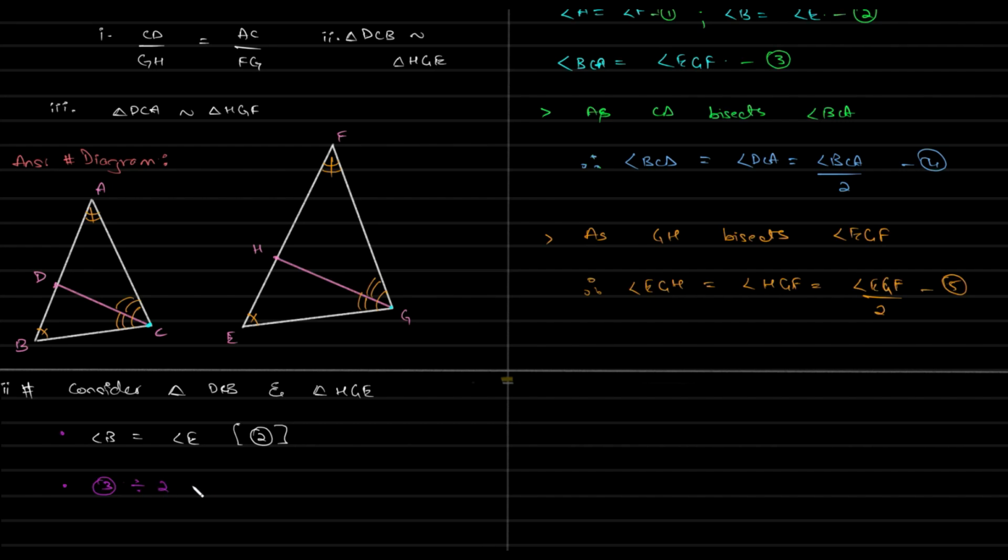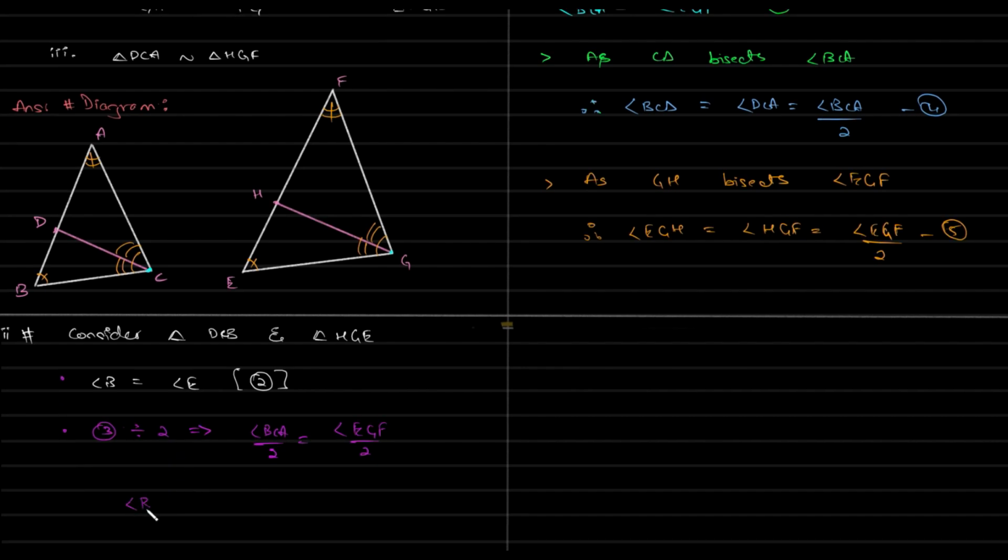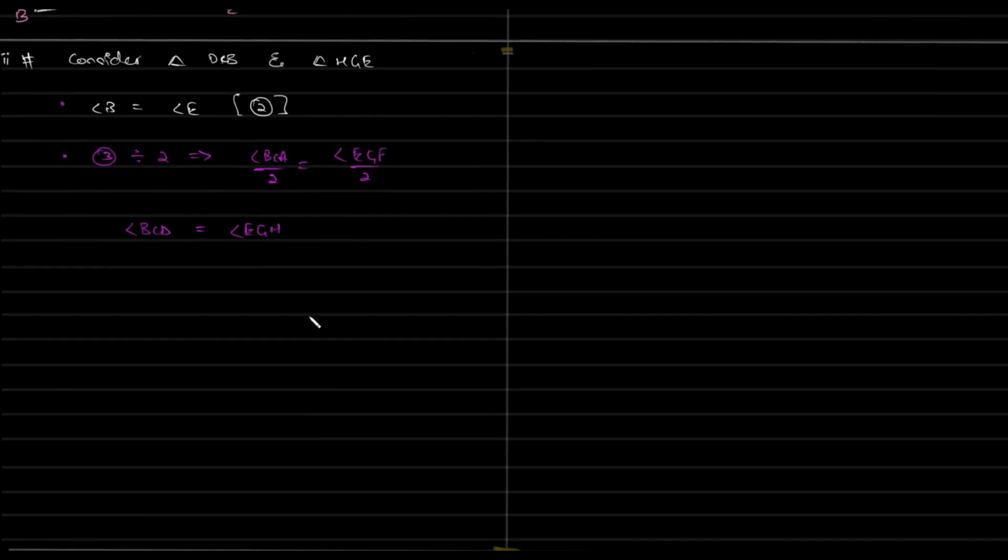Dividing 2 by 2 will give us BCA by 2 being equal to angle EGF by 2. So we know that half of that is nothing but BCD being equal to half of BCA. So we can tell, therefore, BCD is equal to half of EGF, I can write it as angle EGH, right? And so we have this to be our, which equation? Equation 3, I guess. No, you need not call it any equation.